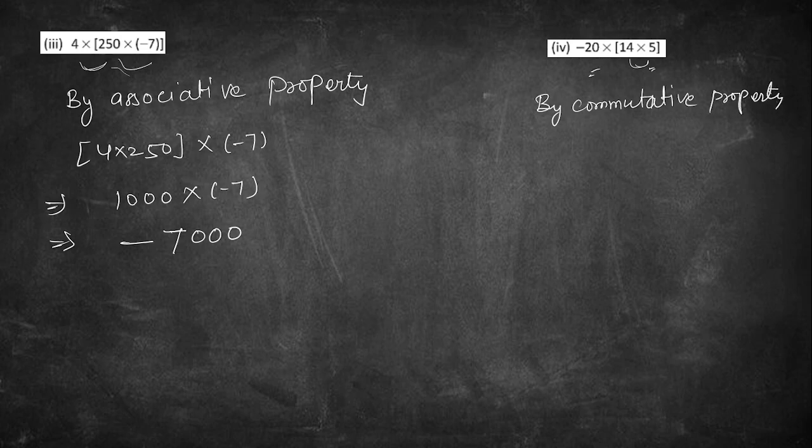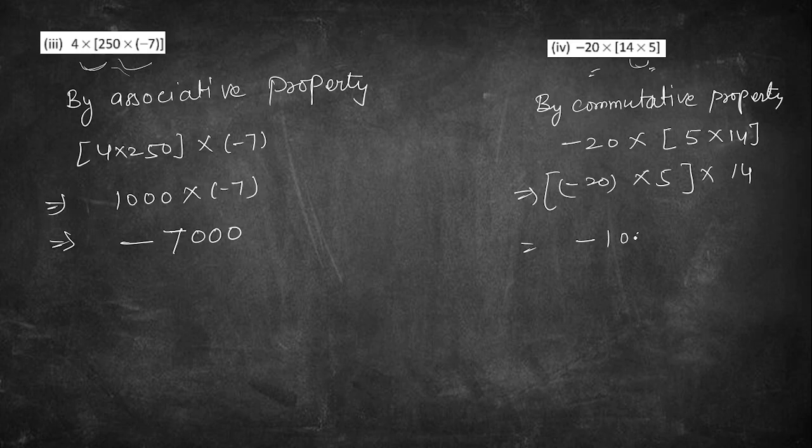as I am using commutative property, I can write it as minus 20 into 5 into 14. Now I'll change the bracket. It means associative property. So minus 20 into 5 together into 14. Now 20 is negative, 5 is positive, so it will be minus. 5 twos are 10, so minus 100 into 14. 14 is positive, 100 is negative, plus into minus will be minus. 100 into 14 will be 1400.